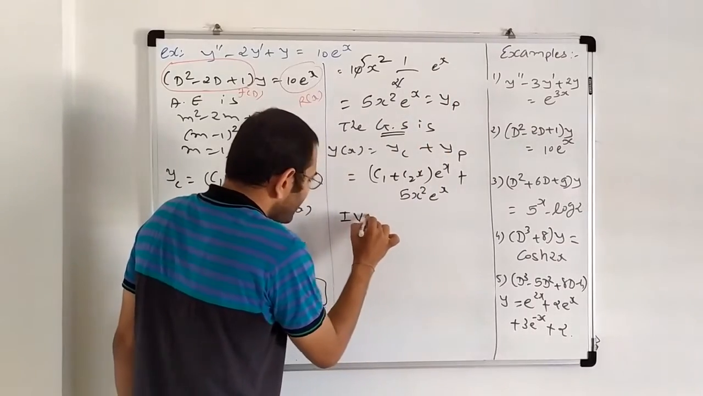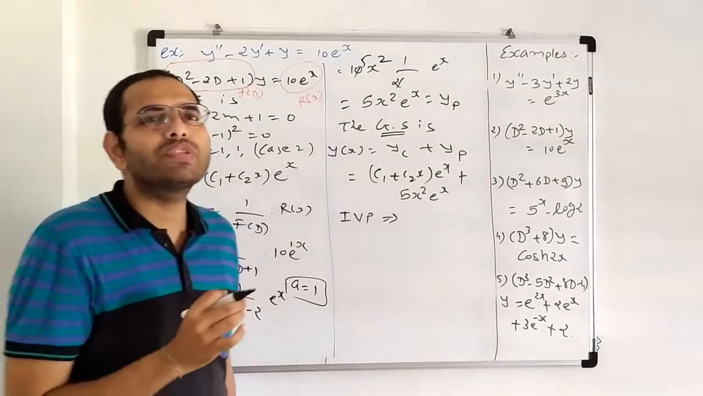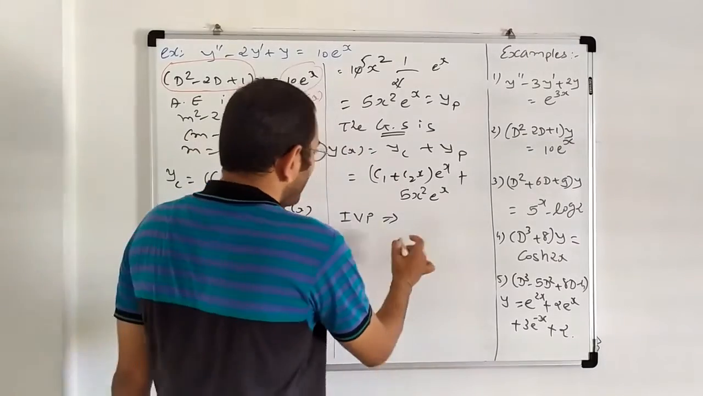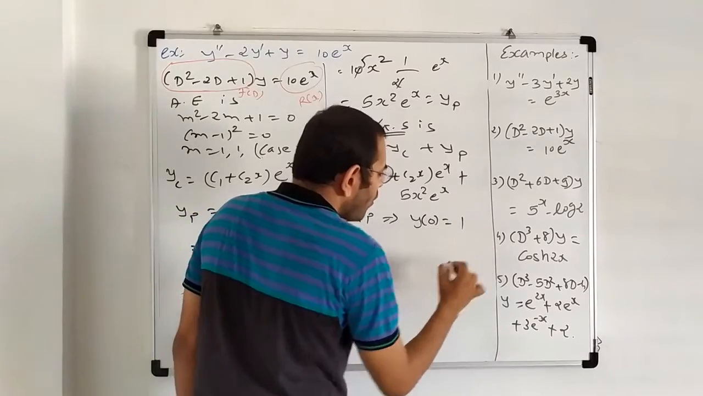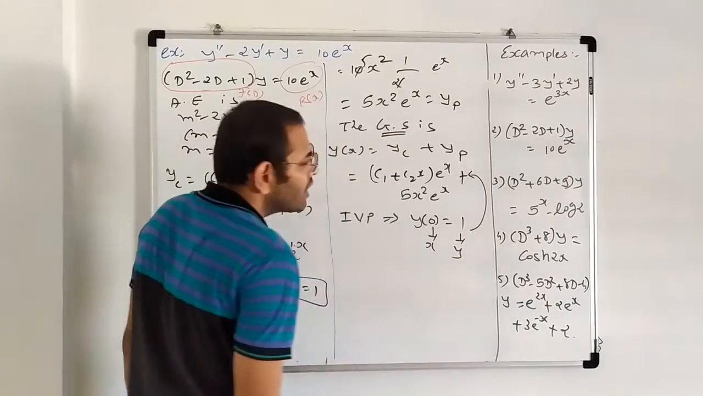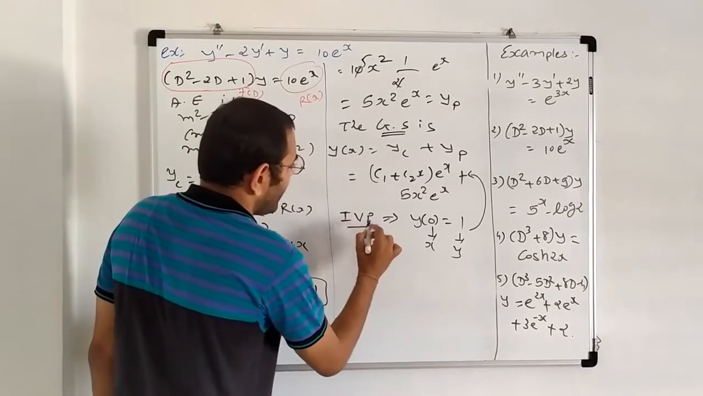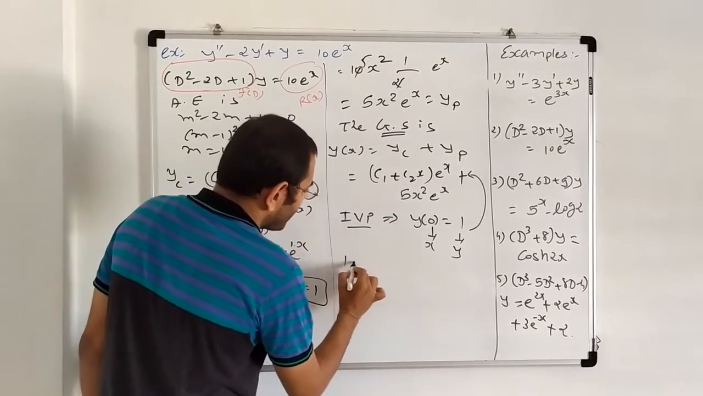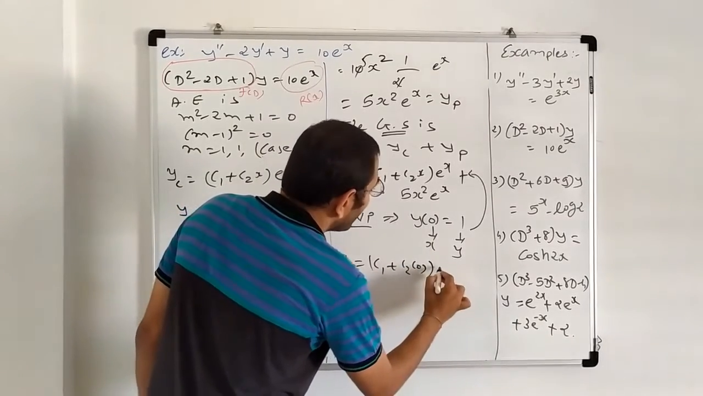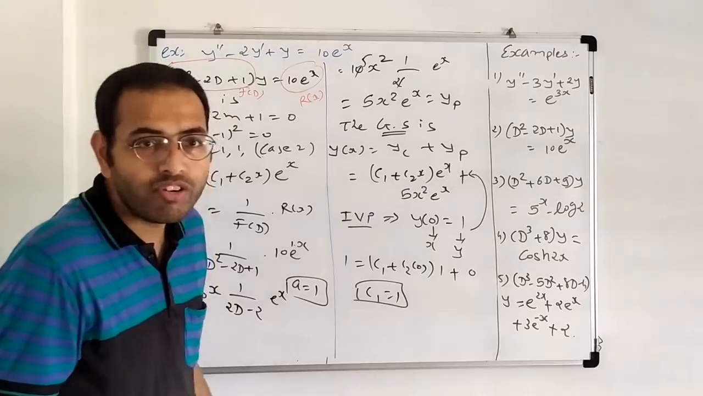Suppose in this example an IVP is given, then we find the values of C1 and C2 according to the last lecture. Suppose the IVP given is y of 0 equal to 1, that is the value of x and that is the value of y. Substitute this value in this equation, then we get one equation. Then y equal to 1, C1 plus C2 into 0, e raised to 0 is 1, plus 0, then C1 equal to 1. We get the value of C1.